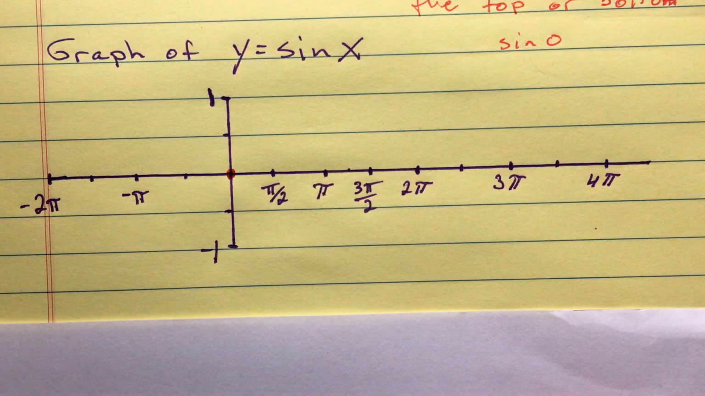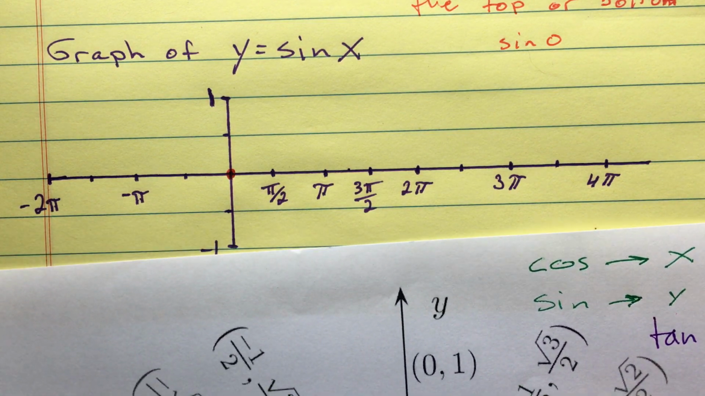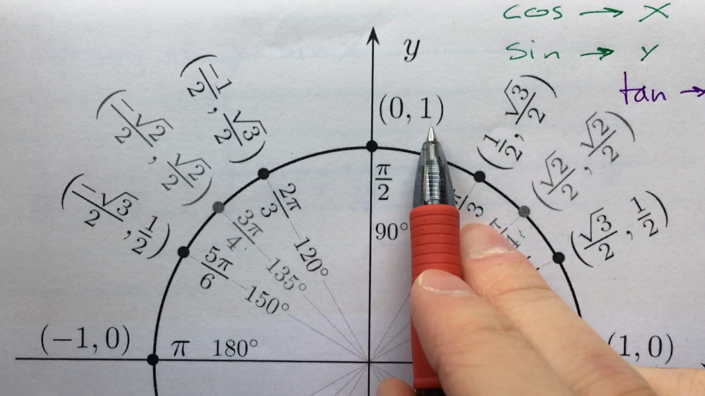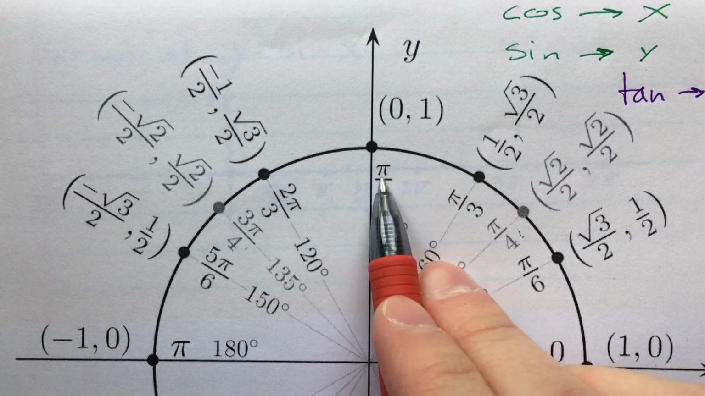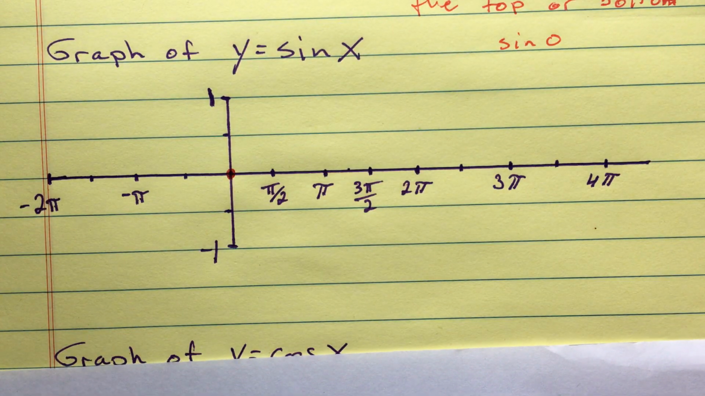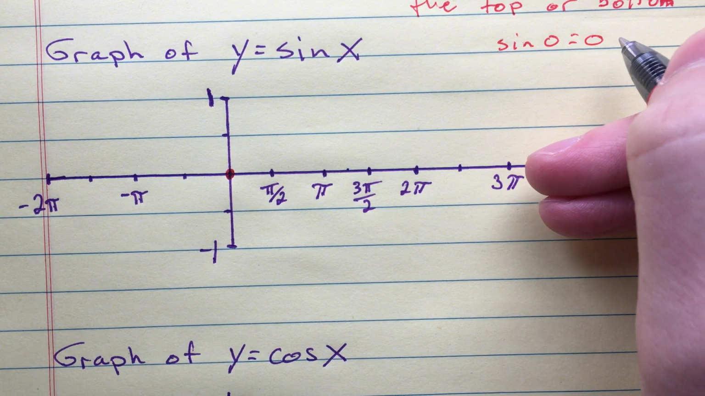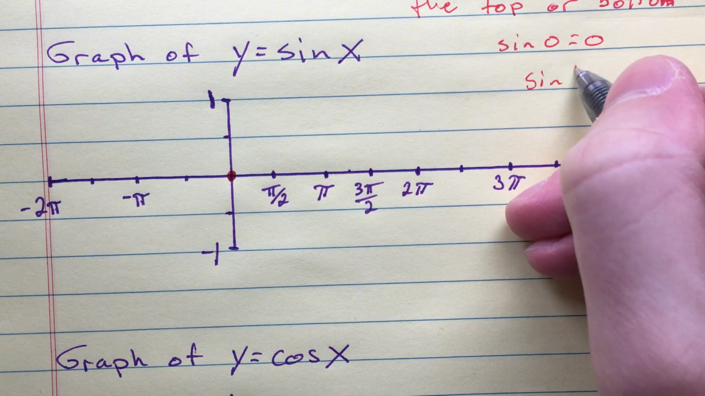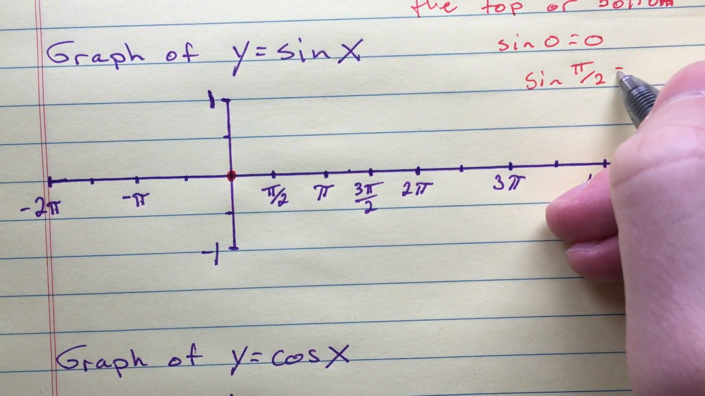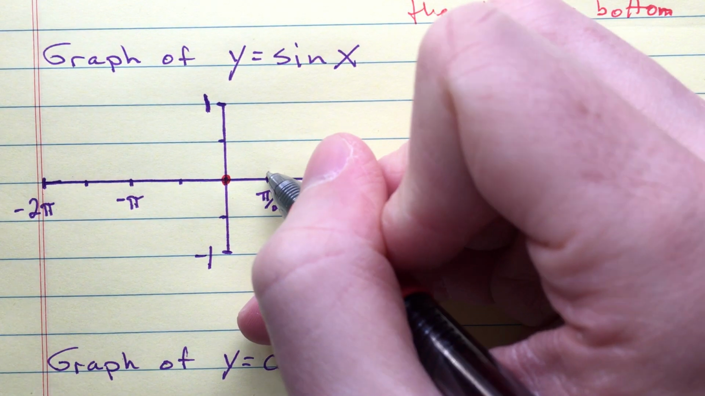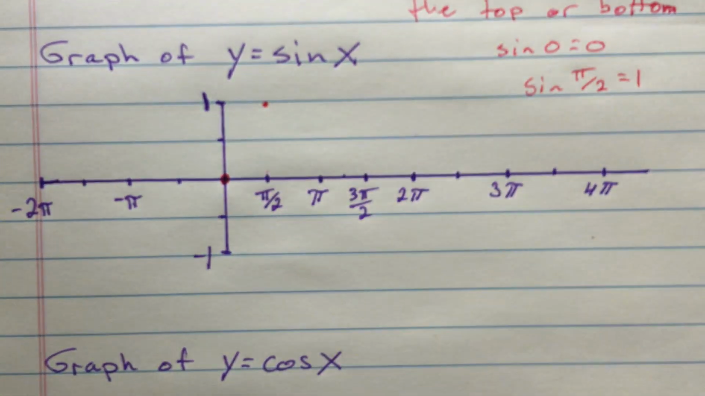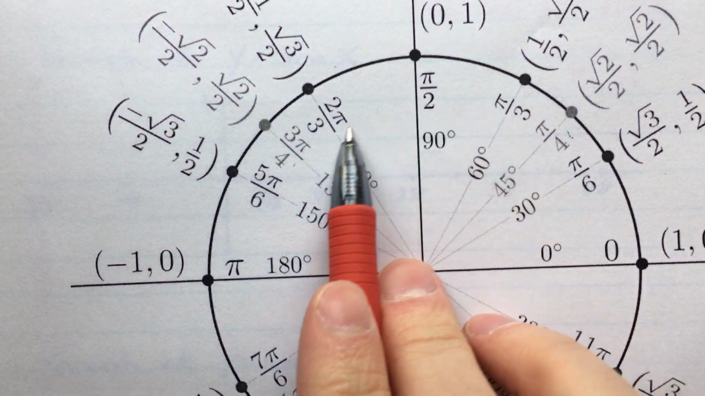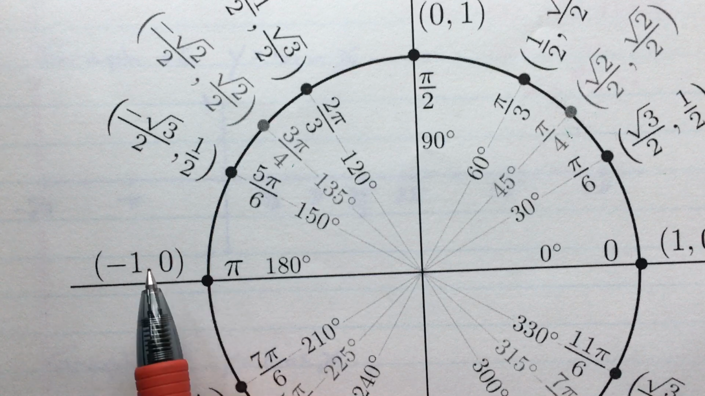So now let's jump up here to pi over 2, up here at 90 degrees. When we're at that angle, the y value is 1, so sine of pi over 2 is 1. So what do we got so far? Sine of 0 equals 0. Sine of pi over 2 is 1. So pi over 2 is going to go up to 1. And then when we come back around to pi, it's all the way around here at 180 degrees, sine of pi is 0.